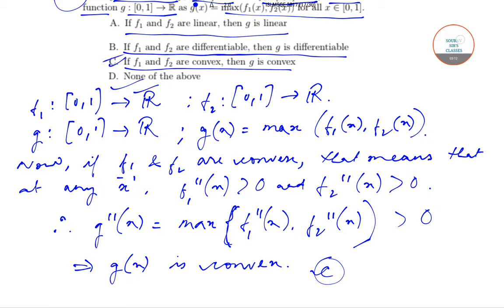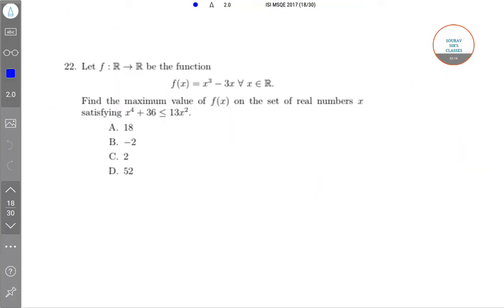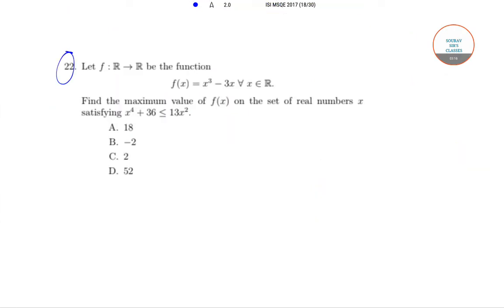Now let's move on to the next question. The next question is question number 22. In question number 22 it is said that f is a function which goes from R to R and is defined by f(x) = x^3 - 3x for all x belongs to R. In that case we need to find out the maximum value of f(x) on the set of real numbers x which satisfy the inequality x^4 + 36 is less than or equal to 13x^2.